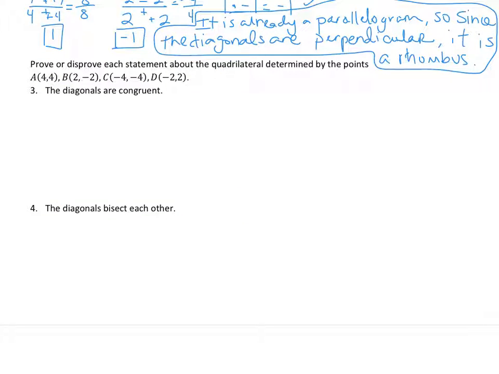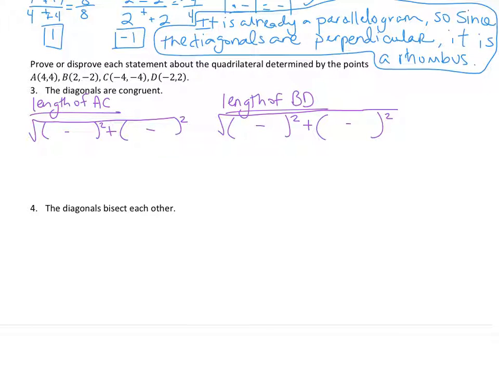Next, we have the same coordinates, but now I want you to prove or disprove each of these 2 statements about that quadrilateral to determine if it's true or false. So first, the diagonals are congruent. So congruent compares distance, so we need to find the distance of each diagonal.